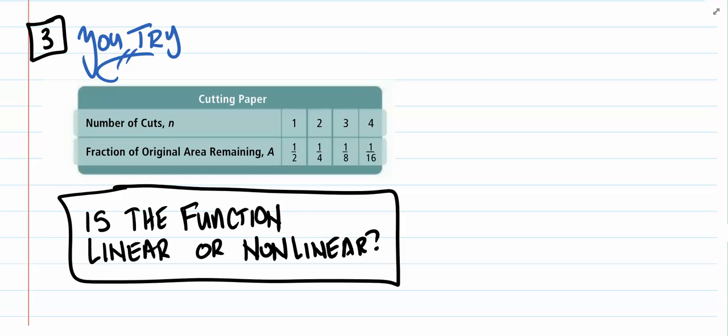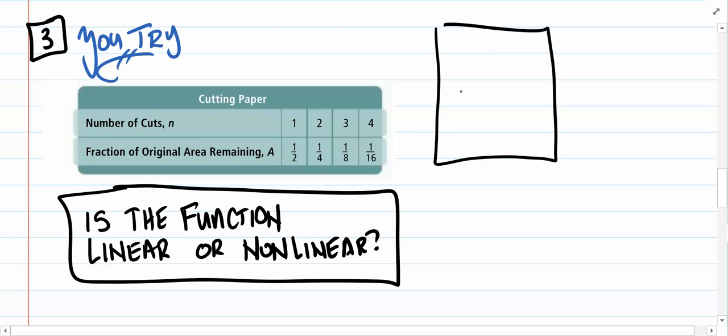Box number 3 is a Try-It, but I want to explain the Try-It before I let you do it all by yourself. It says the number of cuts N and the fraction of the original area remaining A. So the points that they give us are (1, 1/2), (2, 1/4), (3, 1/8), and (4, 1/16). So here's what they're doing. Let's say that this is a piece of paper. If I make 1 cut, then I only have 1/2 of the paper remaining. If I then make 2 cuts, I would only have 1/4 of the original paper remaining, and so on and so forth. So that's where they're getting those numbers. Okay, go ahead and try it.